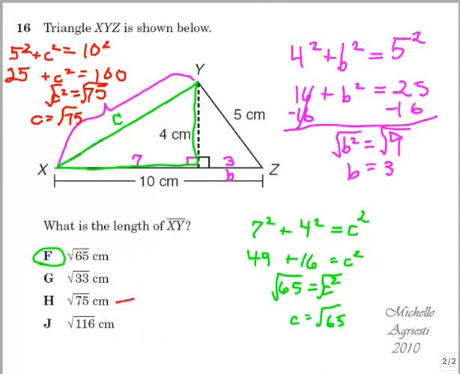And yes, had I assumed that this was a right triangle, I would have gotten this answer, and it is not correct. This is not a right triangle. Don't assume that it is.